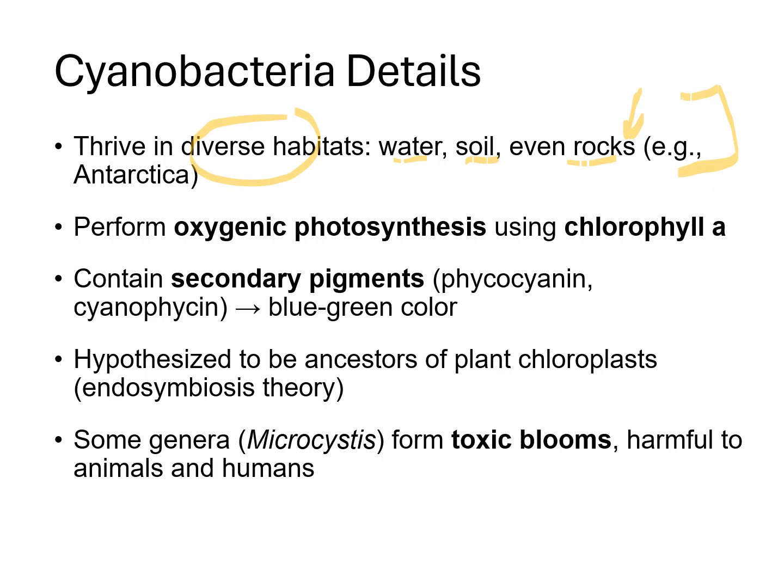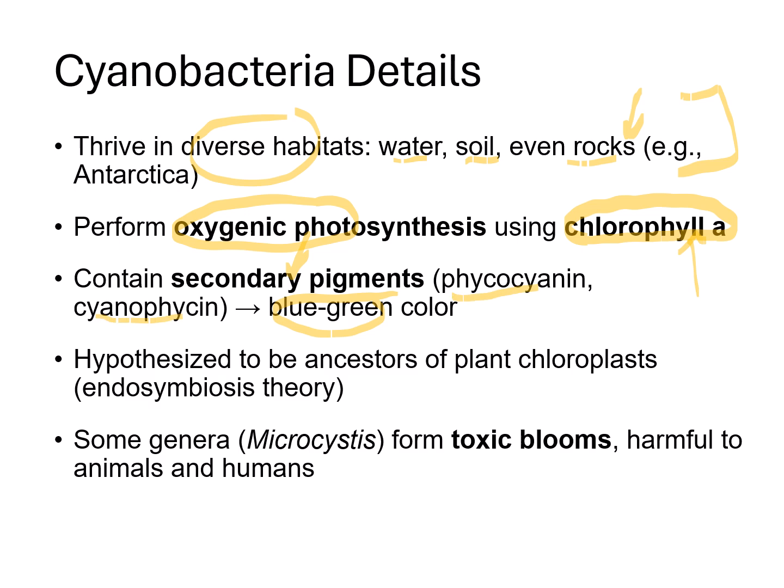So remember, these are bacteria that go through oxygenic photosynthesis. They produce oxygen when they undergo photosynthesis, and they also have a pigment also found in plants called chlorophyll A. So that gives them their green color. But if you look at cyanobacteria, they actually look kind of bluish green. And this is because they have additional secondary pigments like phycocyanin and cyanophycin.